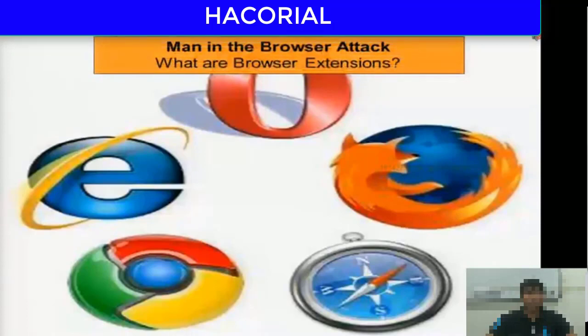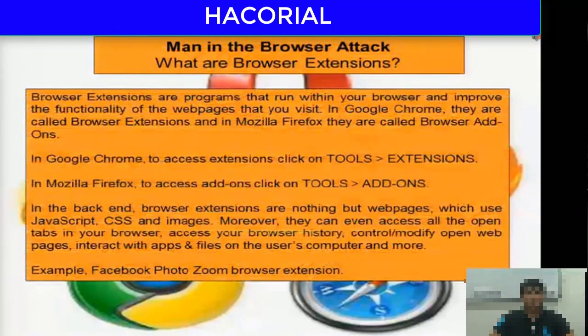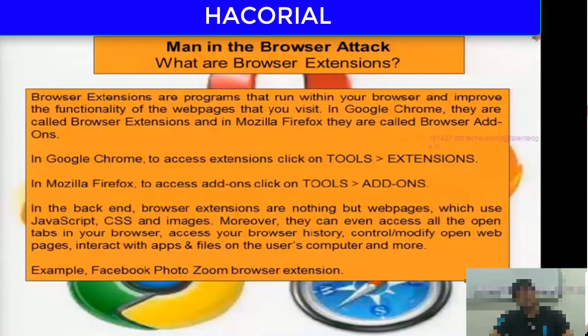You create your own browser extension, a browser app, upload it to the browser store, and invite the victim to download it or install it. If the victim gets fooled and falls for the trick and actually installs the browser app or extension, then they get infected. So in the backend, browser extensions are nothing but web pages which use JavaScript, CSS, and various images. Moreover, they can even access all the open tabs in your browser.